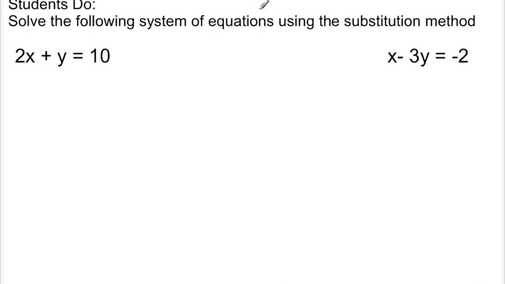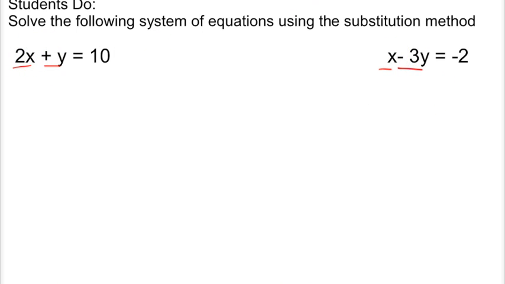Done. Last, students do. Again, I have to solve for a single variable. I have some choices. Divide by 2. Divide by 1. That's a good one. Or divide by negative 3. Not going to divide by negative 3. Not going to divide by 2. I'm just going to divide by 1.